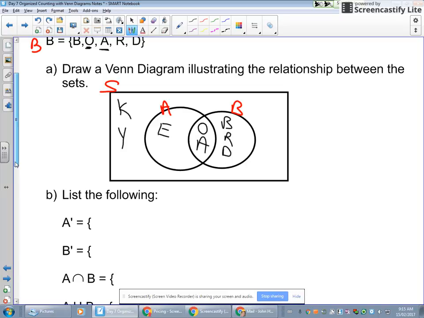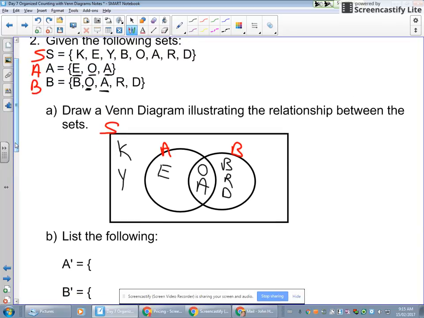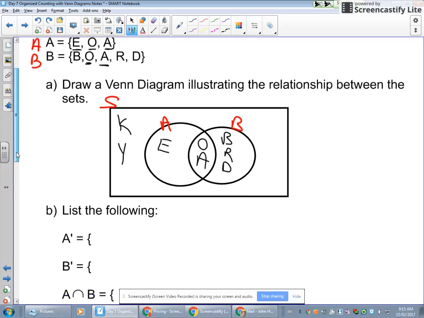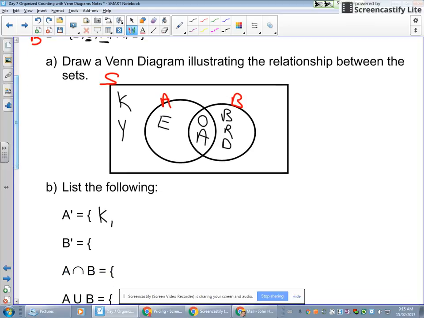Complement. So the complement of A is everything that's not inside of A. So everything that's not inside of A is the K, the Y, and then the B, R, D. All right, that's not inside of A. The B primed or B complement is everything that's not inside of B, which is going to be the word key. Notice that I can't just say the word key. I do have to separate all three letters by the commas.